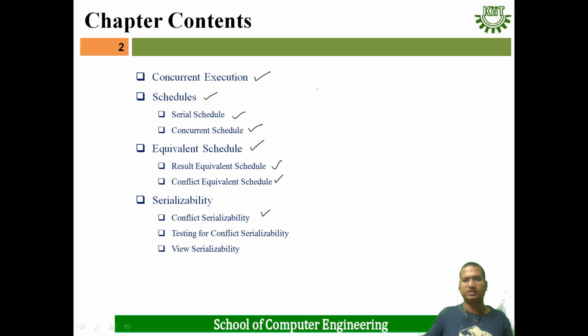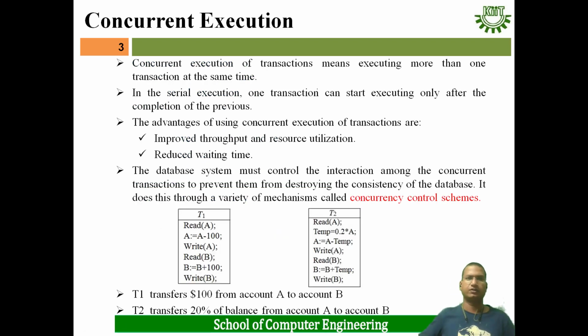Then testing of conflict serializability. There are some shortcut methods to test conflict serializability. We will see that using a graph. Then view serializability. We will see what is view serializability and how to test whether a schedule is view serializable or not. And the shortcut method is the precedence graph technique, that also we will see. First we will see what is concurrent execution.